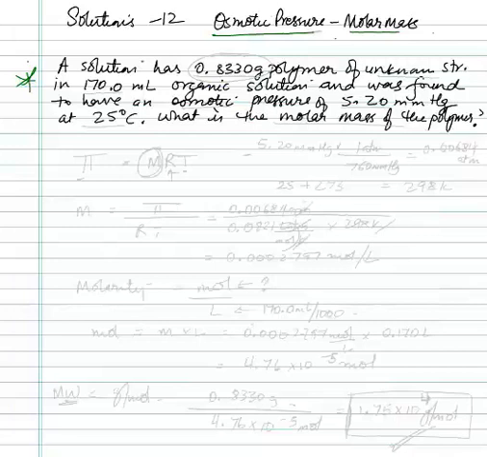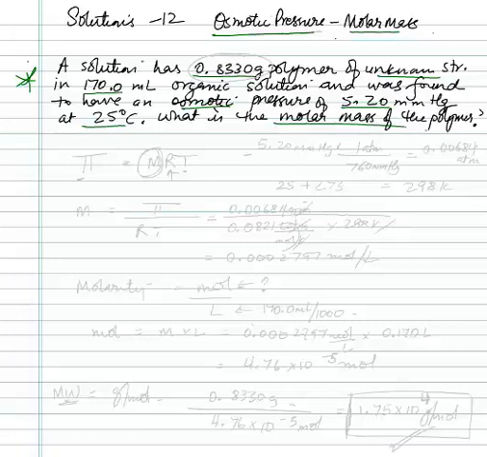Our solution has 0.833 grams of polymer of an unknown structure in 170 milliliters of organic solution and was found to have an osmotic pressure of 5.20 millimeters of mercury at 25 degrees Celsius. What's the molar mass of the polymer?